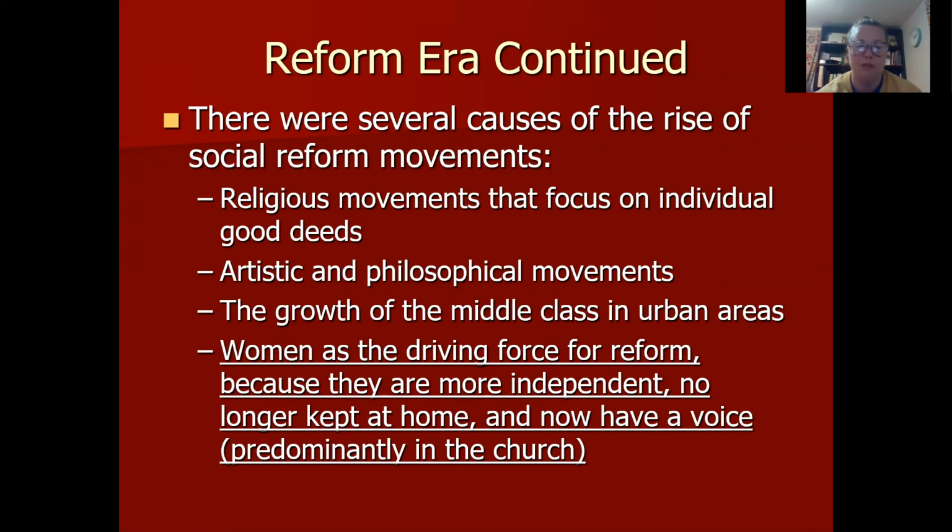There were religious movements that focused on individual good deeds, artistic and philosophical movements, the growth of the middle class in urban areas, right? Pre this, there really was no middle class. You were pretty much a rural farmer or an aristocrat. That was pretty much how that worked, okay? So now we have this idea of middle class.